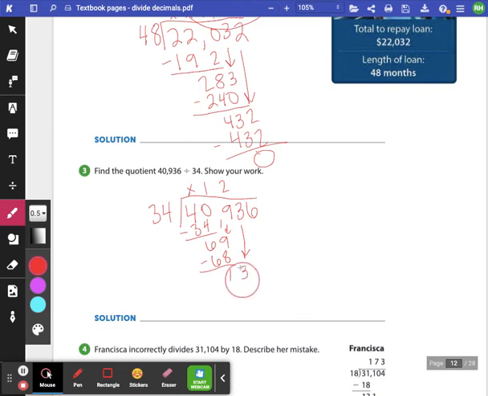Bring down my 3. 34 cannot go into 13, so before I can bring down my next number, I have to show that 34 did not go into 13. Now I can bring my next number down. 34 can go into 136 exactly 4 times. So we know that the answer is 1,204.